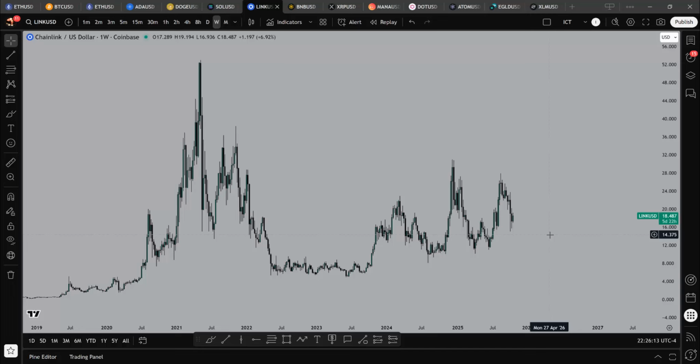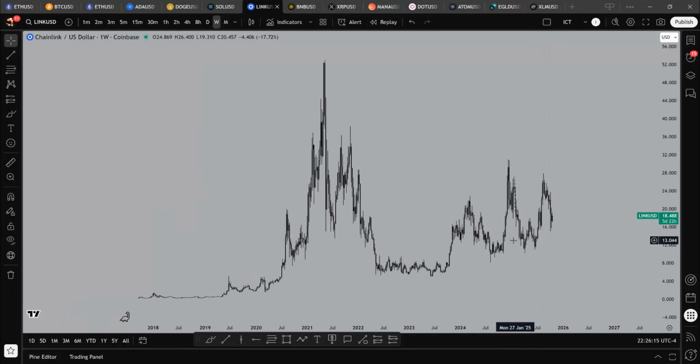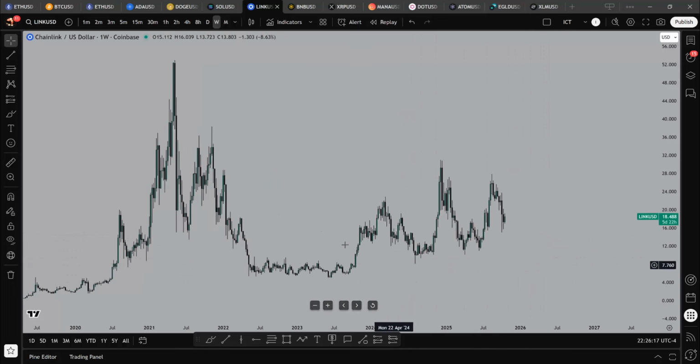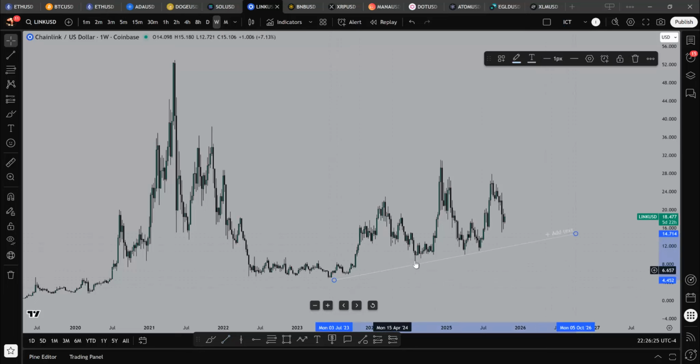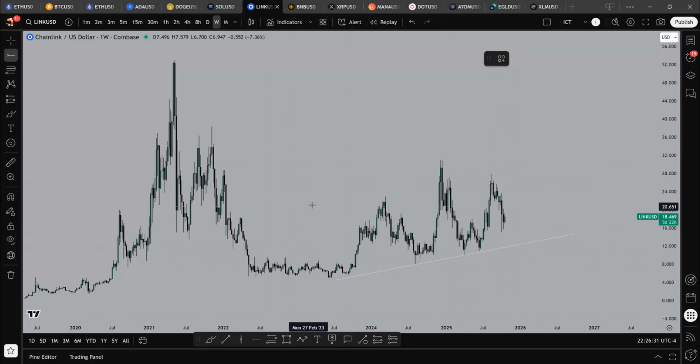Up next, let's take a look at Link. So Link, I think, is a pretty good opportunity here just because you're going really sideways, right? So you have time to accumulate. Let's take a look at some of the trend lines down here. You've got the higher lows, the Elliott wave people like that. And you have a couple draws up here.